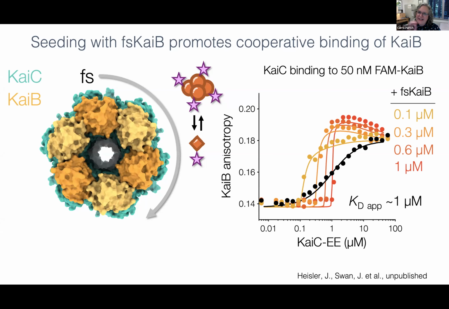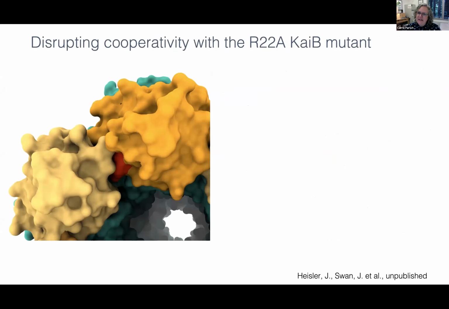In other words, planting that flag of the fold switch protein there helped to dramatically recruit the remaining subunits. So if we take a look at this cooperativity interface, the intersubunit interface between KaiB on the hexamer, we can hone in on one particular residue, R22.